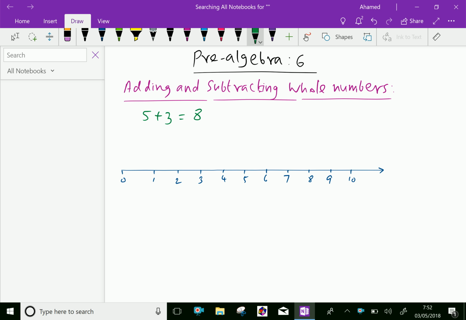Here, let us see this in number line. The number line for whole numbers starts with zero and goes endlessly to the right side. Now it starts at 0, and from 0 we go 5 units to the right side, so we put a little arrow mark here: 1 2 3 4 5.